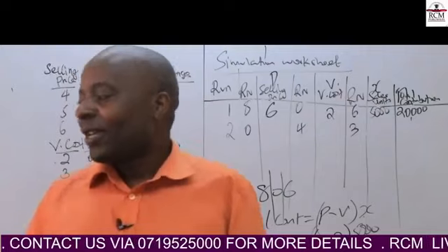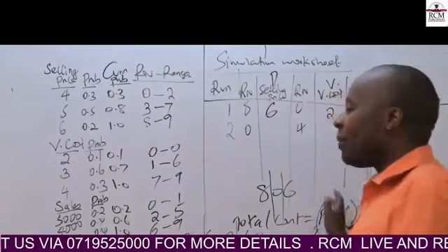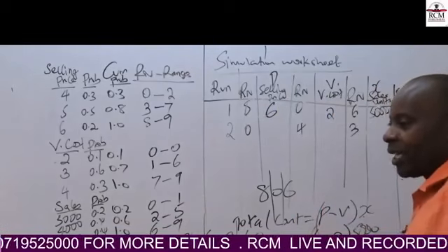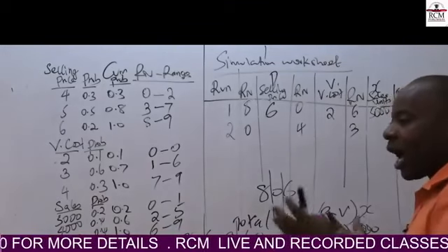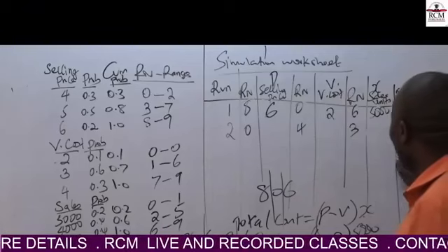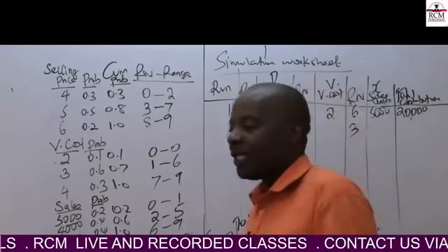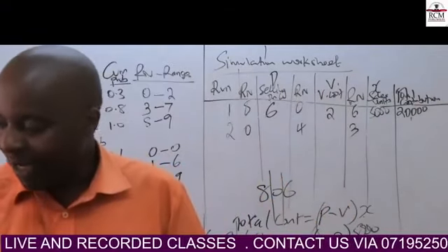Now, of course, at the end of the day, this examiner would want you to come and give us the average. After you've done 25 runs, the examiner would want you to ascertain the average. How shall we be able to get the average? To get the average, we take the total, you add, you divide by the number of runs.